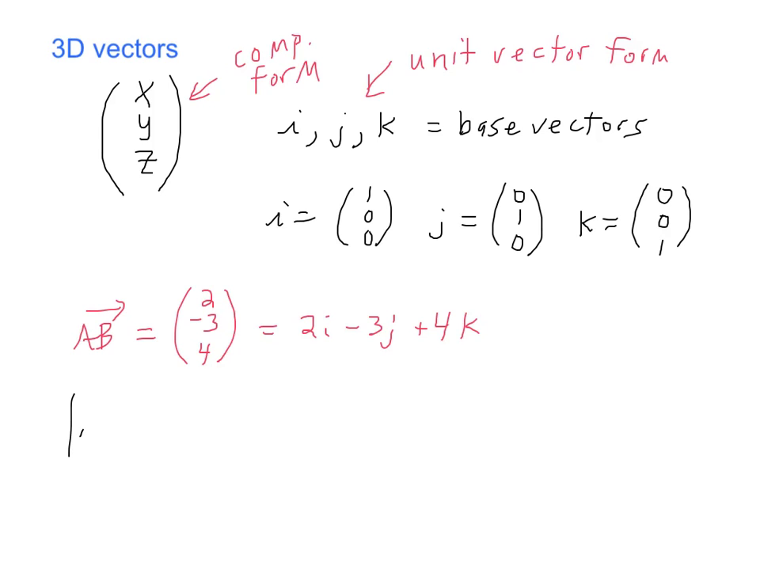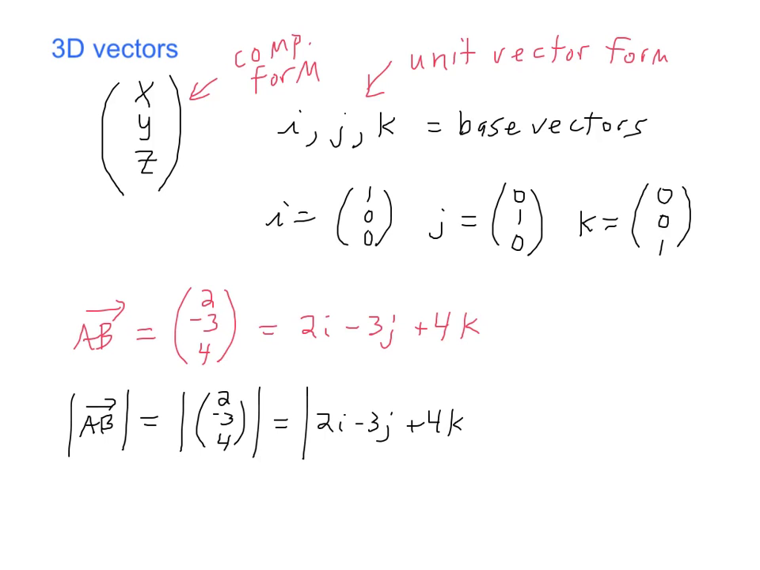Okay, but finding the magnitude. Okay, so we talked about how the absolute value symbol is really your symbol for the magnitude of that vector. Well, sometimes you actually will see the components written inside of that absolute value symbol. Or I suppose you could even have this 2i minus 3j plus 4k inside of that absolute value. Okay, remember this is referring to the magnitude or the length of this vector.